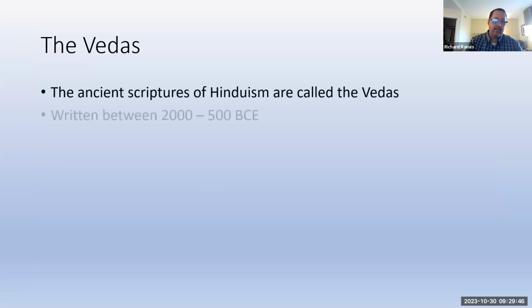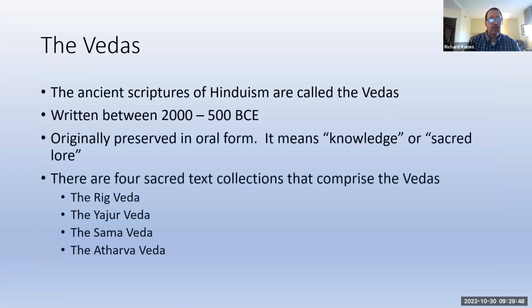So let's talk about the Vedas. Those are the scriptures that the Hindus use, written between 2000 and 500 BCE. Veda means knowledge, also sacred lore, and there are 4 collections of text: the Rig Veda, Yajur Veda, Sama Veda, and Atharva Veda. There's other Vedas as well, and we'll mention at least one of those a little later when we talk about Gandhi.